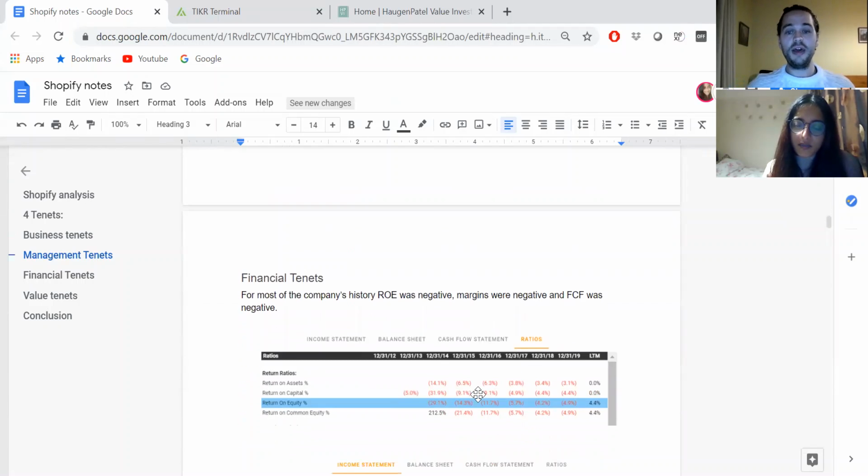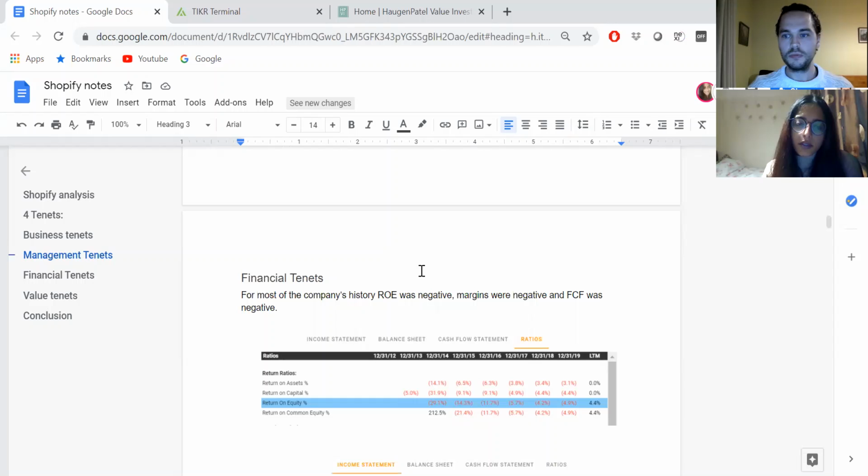Yeah, a bit of a flag. I'm not saying that they're dishonest or anything. They're very capable people, but just the way we invest, it's a red flag for us. So anyway, that's it for management tenets for me. So if you want to go on to the financial tenets, yep.